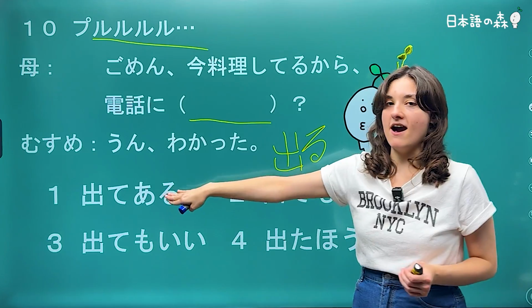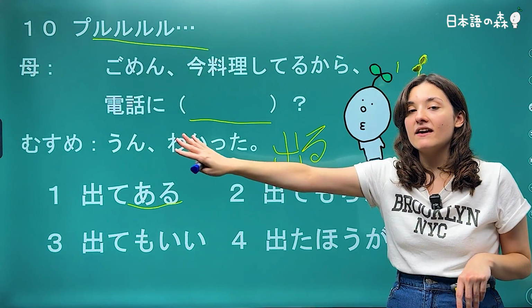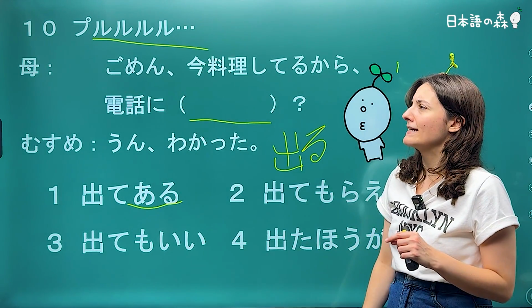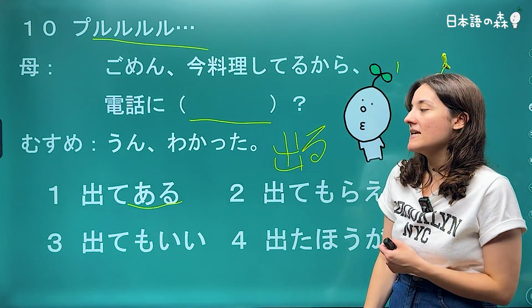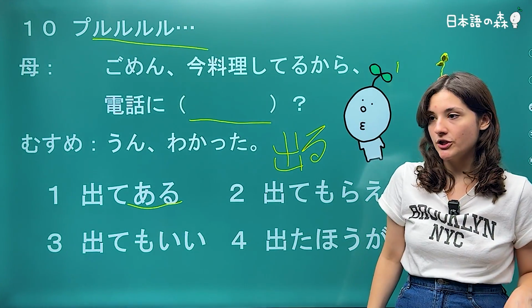Okay, denwa ni blah blah blah. So, dete aru. Te aru means like something was put there, or something was done, or something is there. So for example, kaite aru. That means it is written. So like hon ni kaite aru. It is written in the book.